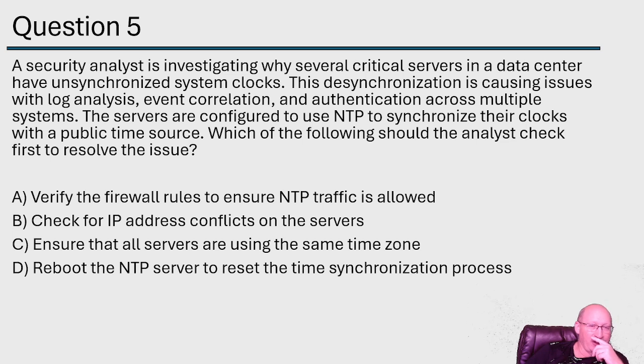And so we really have to understand what the question's saying on this part. If you look at what the question says, it says the desynchronization is causing issues. The security analyst is investigating why several critical servers in the data center have unsynchronized system clocks. And then later down the line, we see the servers are configured to use NTP to synchronize their clock with a public time source. Public time source, that means that the time zone has nothing to do with what's going on. That means A is going to be our answer. It's the only one that makes sense. We need to verify the firewall rules to ensure the NTP is allowed. This would cause our issues. And so A is going to be our answer. There we go.